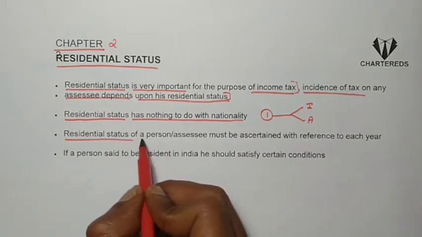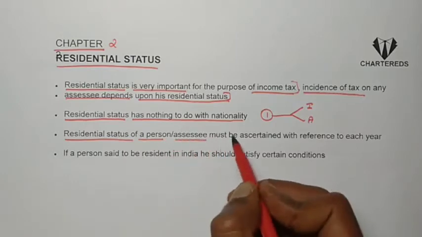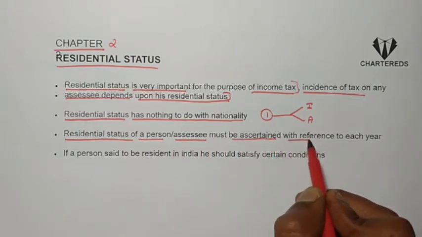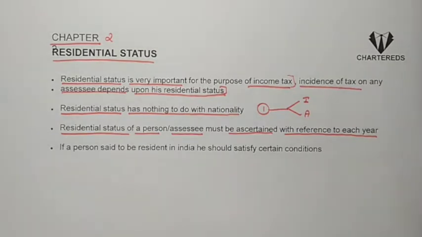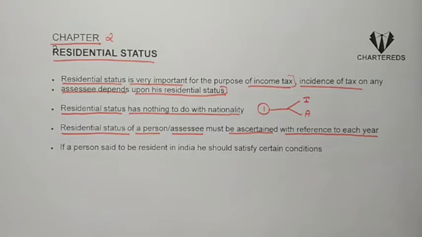Residential status of a person or assessee must be ascertained with reference to each year, because a person who is resident in the relevant previous year may become non-resident in the next year, or a person who is non-resident in the year may become resident in the next year. So we should calculate residential status of a person every year.